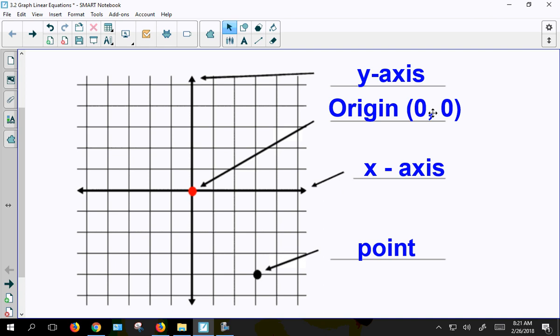So if I want to tell you what that point is, I'm going to say things like 3, negative 4. The X is always first, just like in the alphabet. X is always first. I go over 3, I go down 4. This is how we can communicate on a two-dimensional plane.